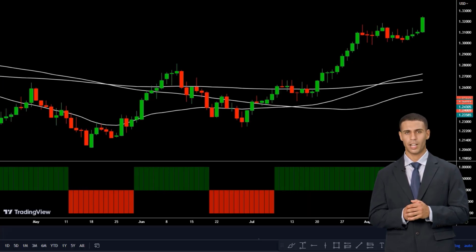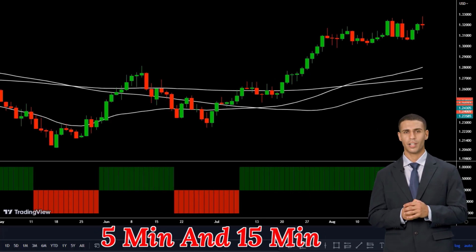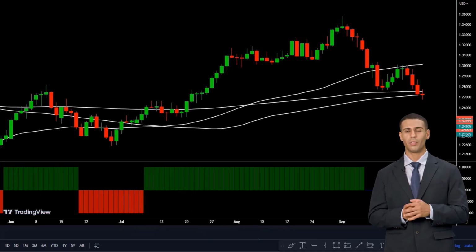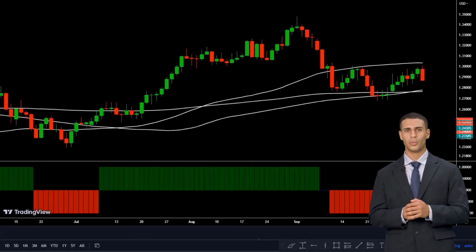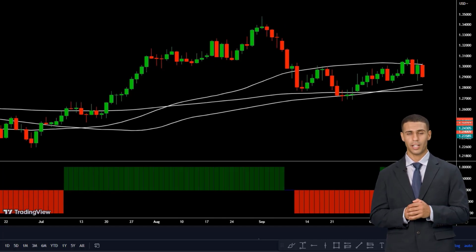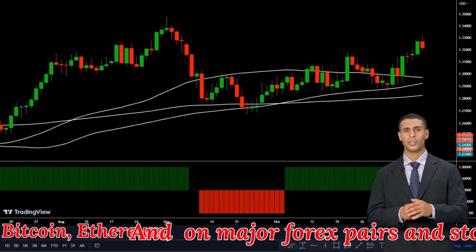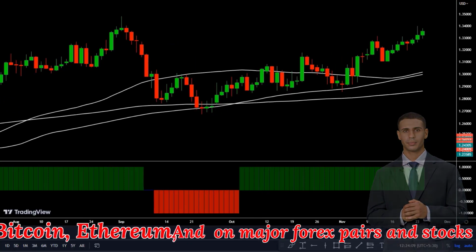This setup can be applied to shorter time frames like 5 and 15 minutes. It can also be used in higher time frames like 1 hour and even a 4-hour chart. It works very well on cryptocurrencies such as Bitcoin, Ethereum, and on major Forex pairs and stocks.